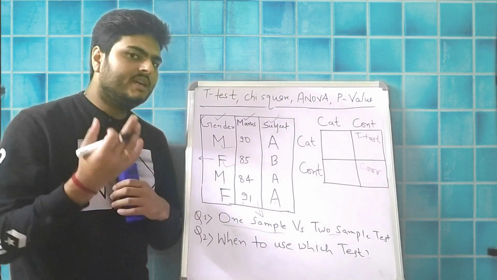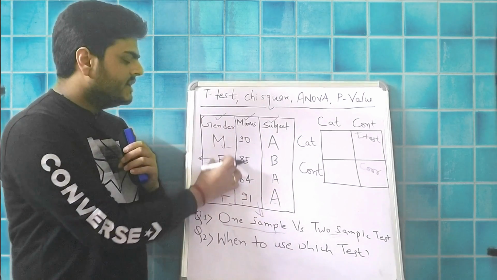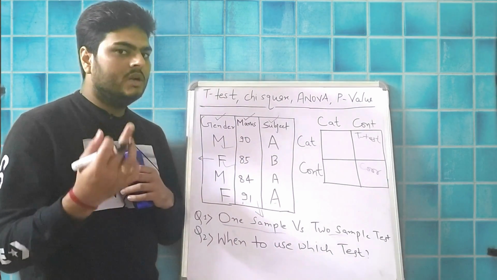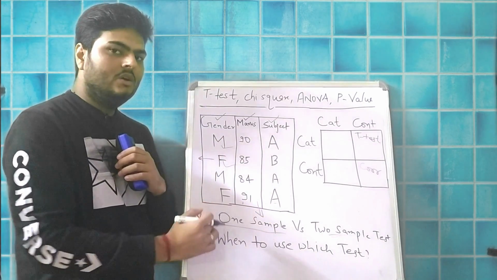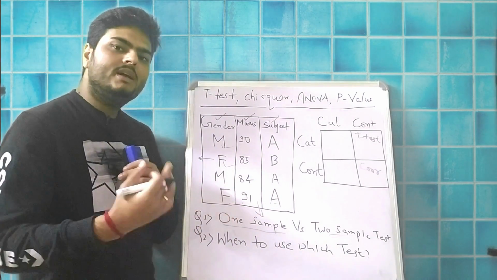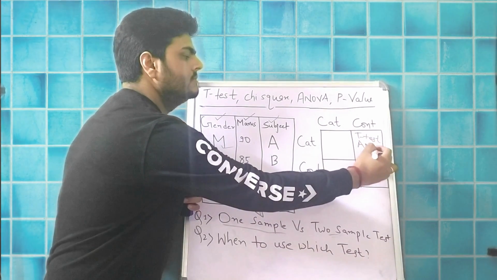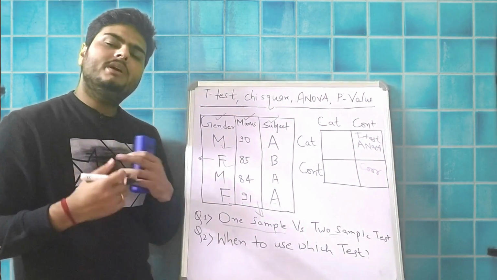But there will be cases when the number of categories in this will increase. So a two sample t-test is applicable only when you have two categories. What if there is a third category? In that case, you go for something known as ANOVA.